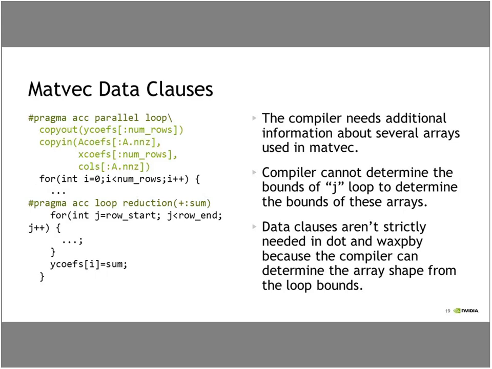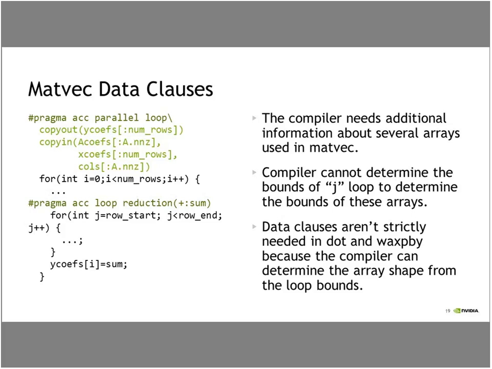So here's our code on the left. I've moved the directives we had from bright green down to dark green to really focus on the bright green ones. And the three arrays that the compiler complained about are A coefficients, X coefficients, and cols. And those are actually used inside our J loop where I have the three dots or the ellipsis there.